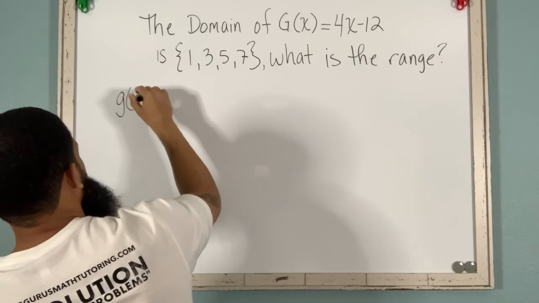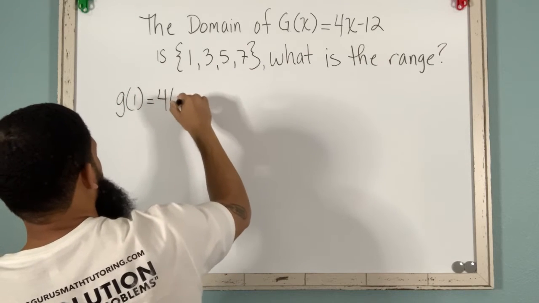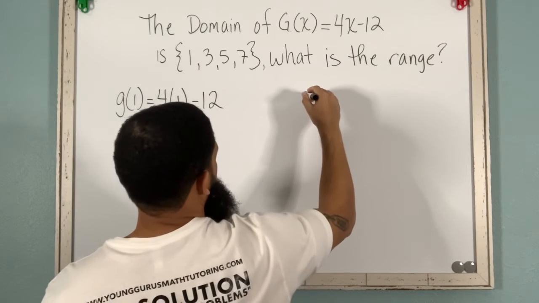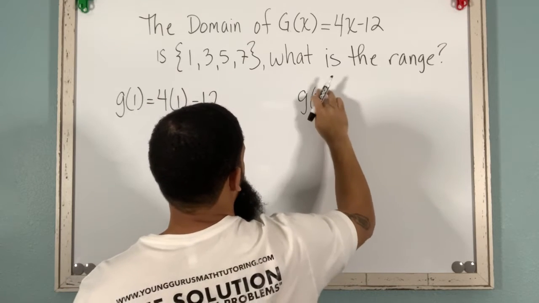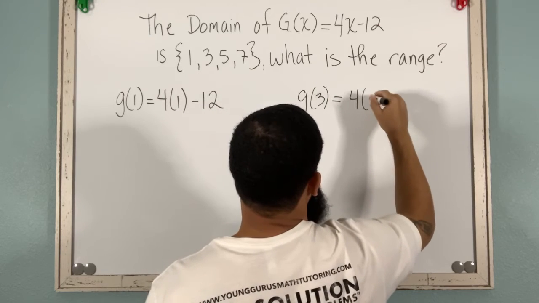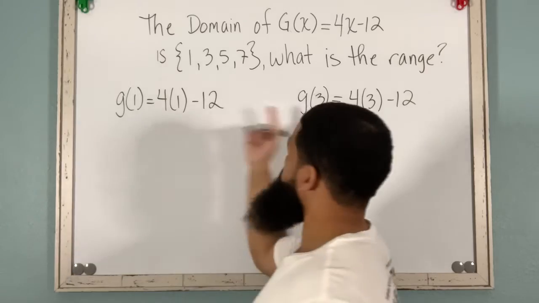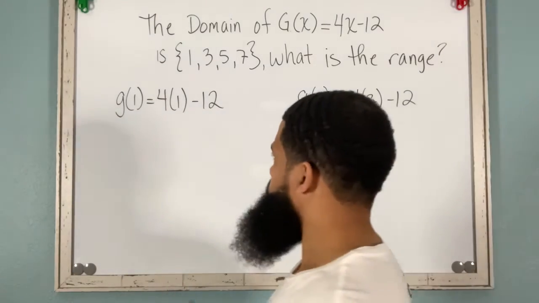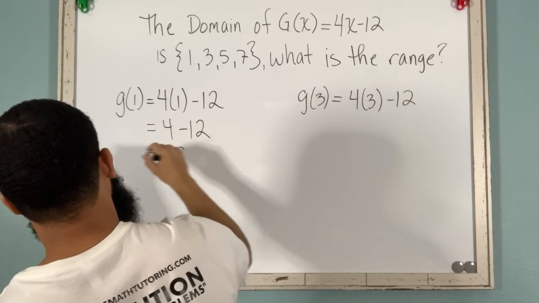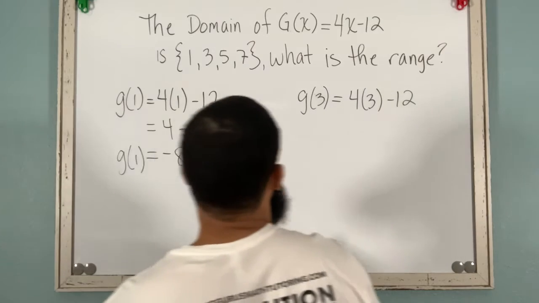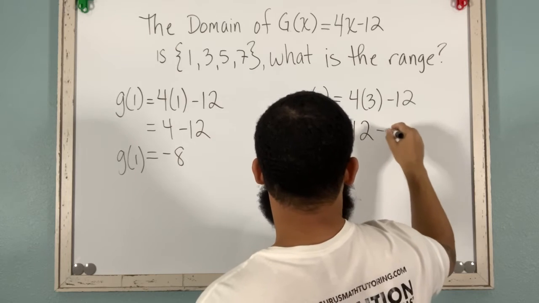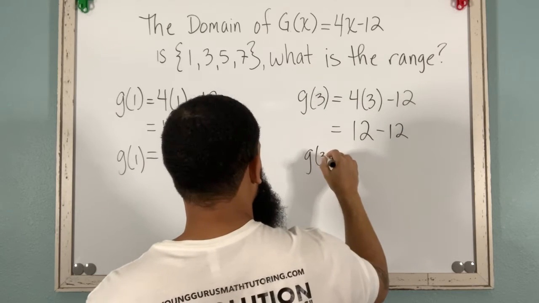So we're just simply evaluating this function g of x. I want to find g of 1, that equals 4 times 1 minus 12. And I'll go ahead and write g of 3 up here as well. G of 3 equals 4 times 3 minus 12. These are my first two domain values. 4 times 1 is 4. 4 minus 12 equals negative 8. So g of 1 equals negative 8. And here, 4 times 3 is 12. 12 minus 12 is 0. So g of 3 equals 0.